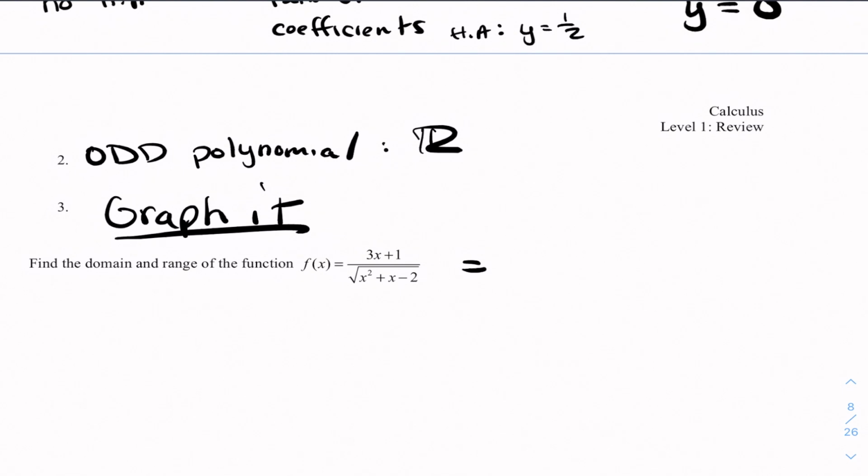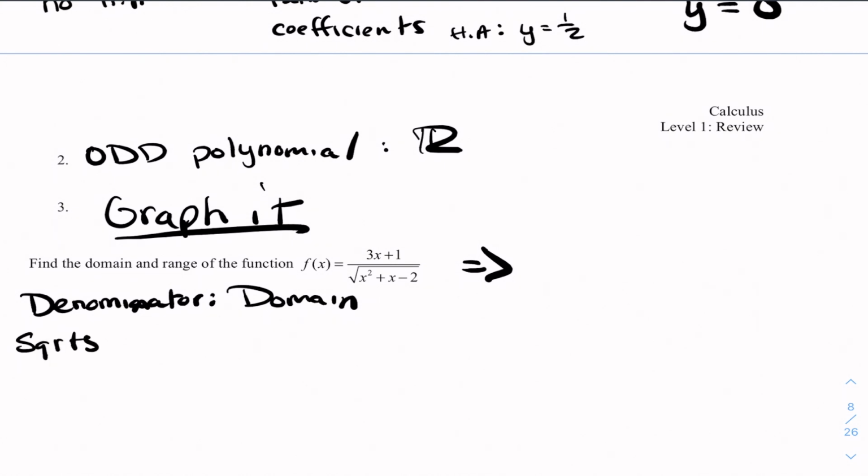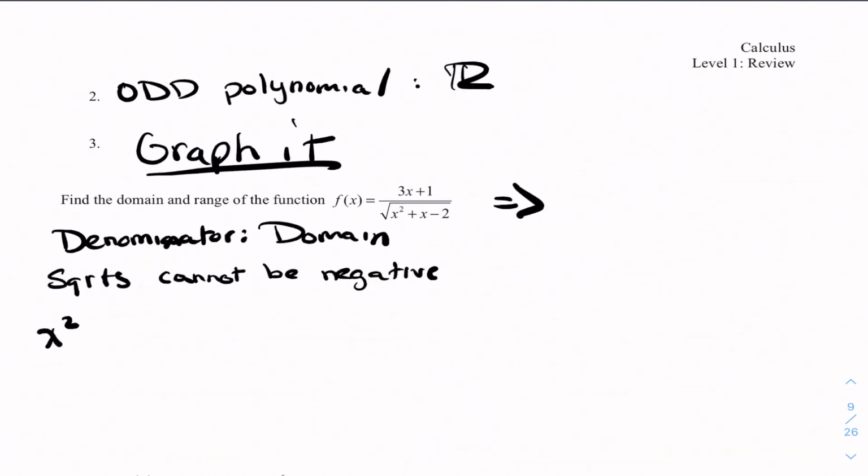Now, I want you to think about two things. First off, look in the denominator. This will give you the domain. If I have any division problem, we don't want 0 on the bottom. With a square root function, square roots cannot be negative. That's what we have above. So if we don't want them to be negative, then we have to say x squared plus x minus 2 is greater than 0. That gives us this inequality setup.